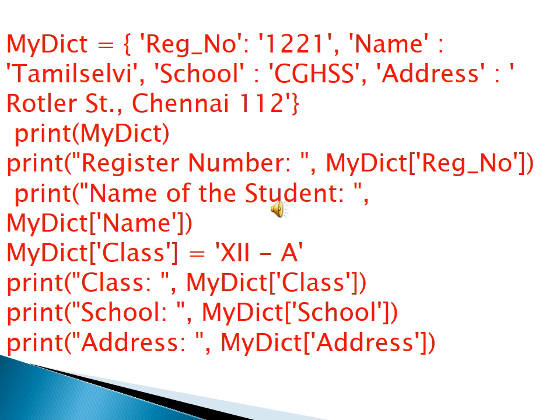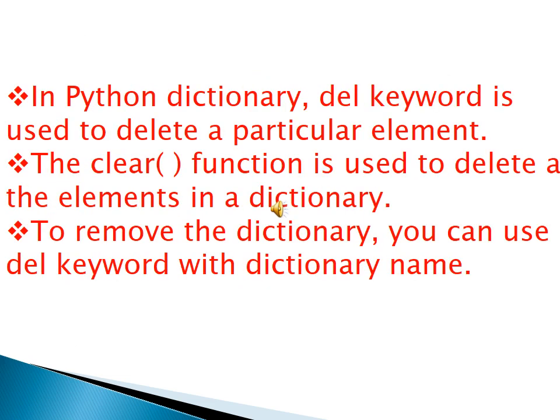Okay, the next one. Have you written, all of you? Deleting a value of elements. In Python, the del keyword is used to delete a particular element. Inside the Python dictionary, we are going to use the del keyword to delete a particular element.